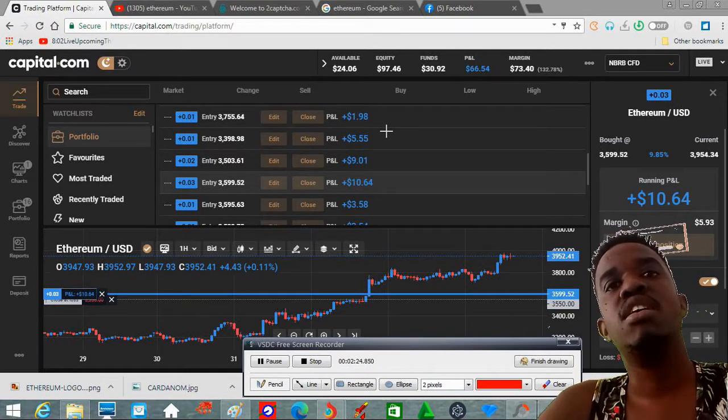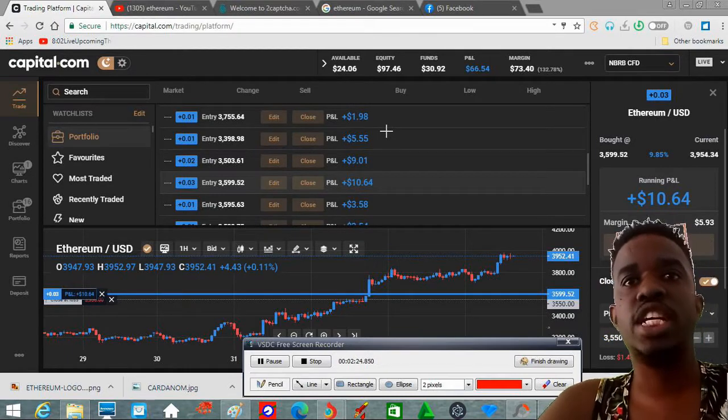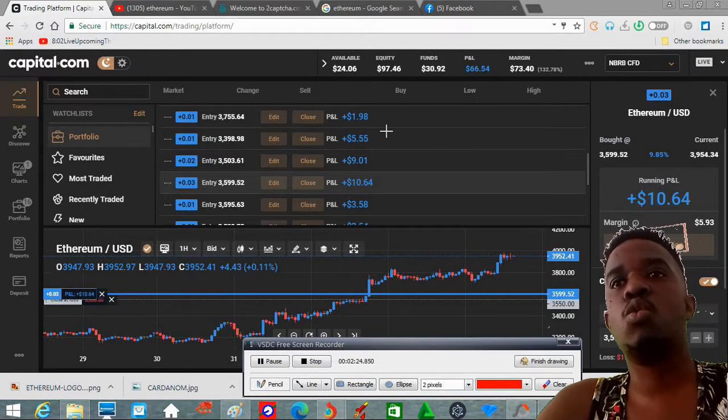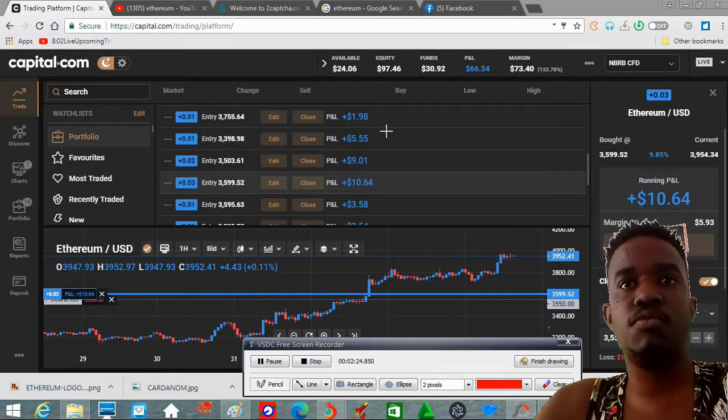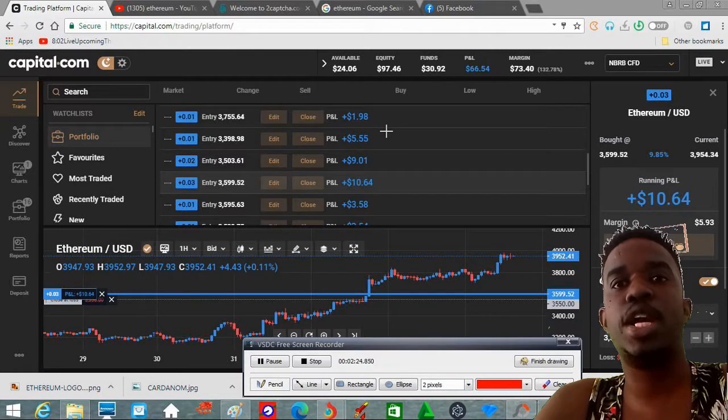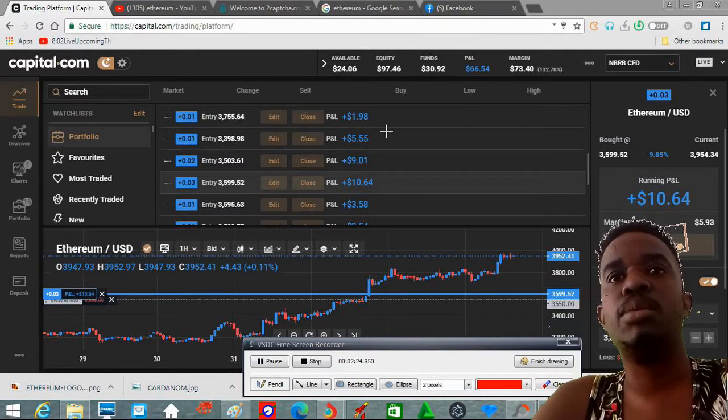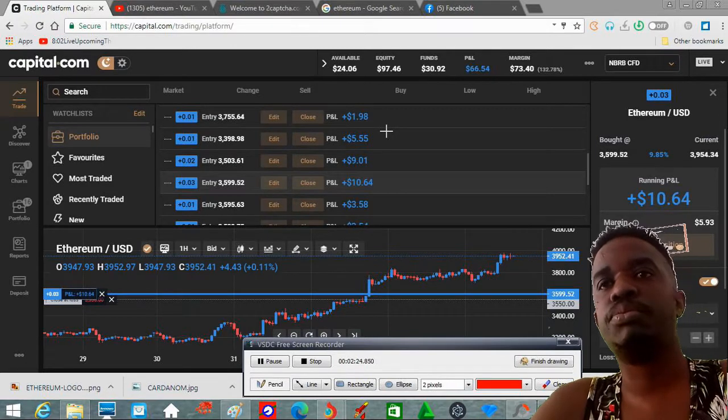So you can imagine a 400 point gain. That's a lot of money. So I actually withdrew some for one of the accounts that I'm managing, and some I decided to keep holding until maybe we reach a very, very good profit margin.